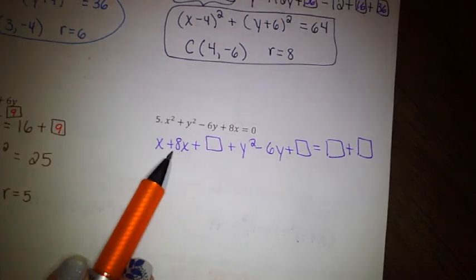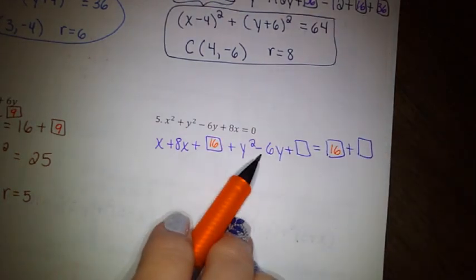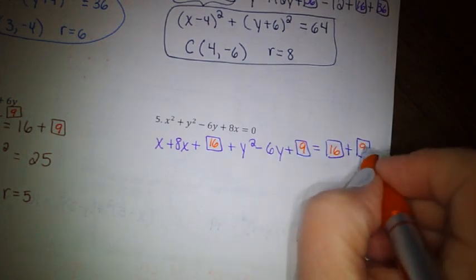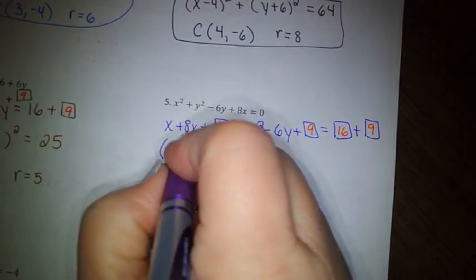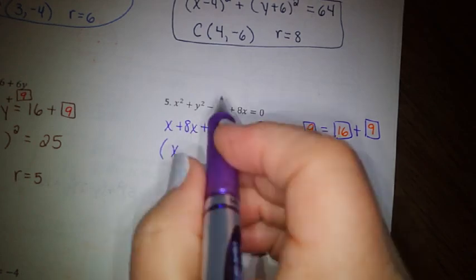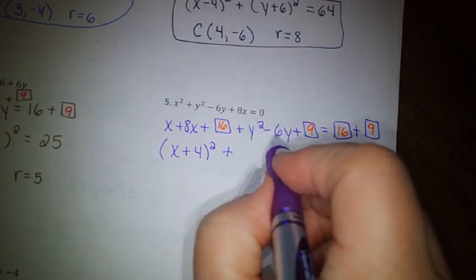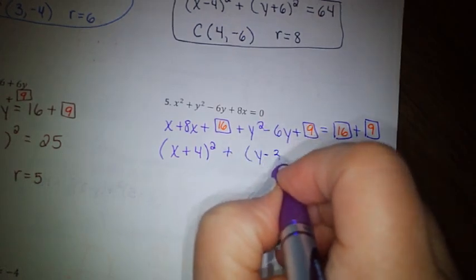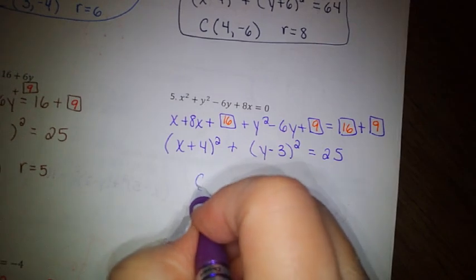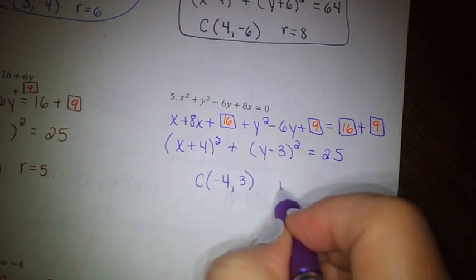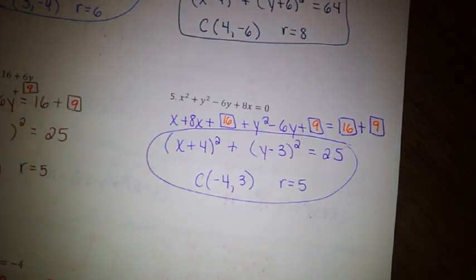You take half of 8, which is 4, and square it. Add that to both sides. Half of 6, which is 3, and square it. And add that to both sides. And when you factor it, the little shortcut is whatever half of your b value was is what you end up with in your factored term. Y squared minus 6y, so that's going to be y minus 3 squared. And 16 plus 9 is 25. So my center is negative 4, 3, and my radius is 5. That is how you write the equation of a circle using completing the square.